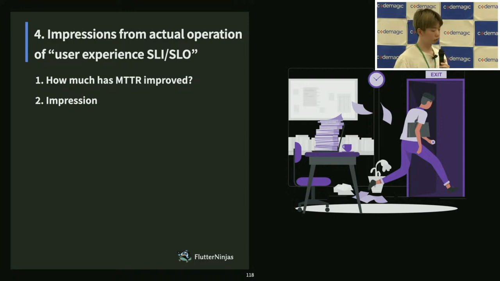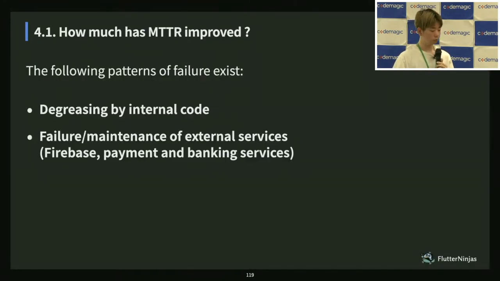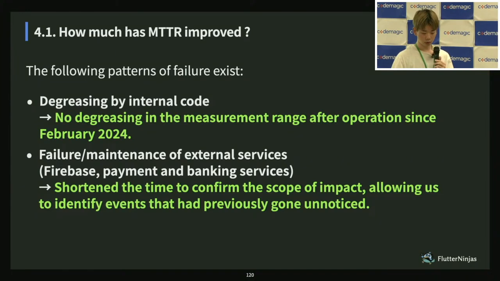impressions from actual operations. So how much was MTTR improved? There are two types of failure: failures caused by internal code, and failures or maintenance of external services, like Firebase and payment and bank services. There has been no decrease yet for internal failures since February, so sorry that I could not share results. For external services, it actually shortened the time to confirm the scope of impact. Also, it allows us to identify events that had previously gone unnoticed.